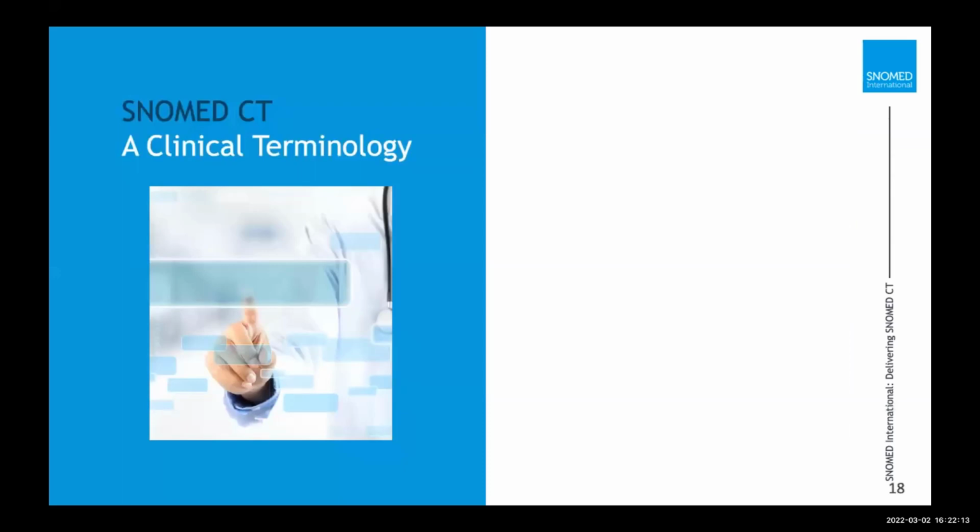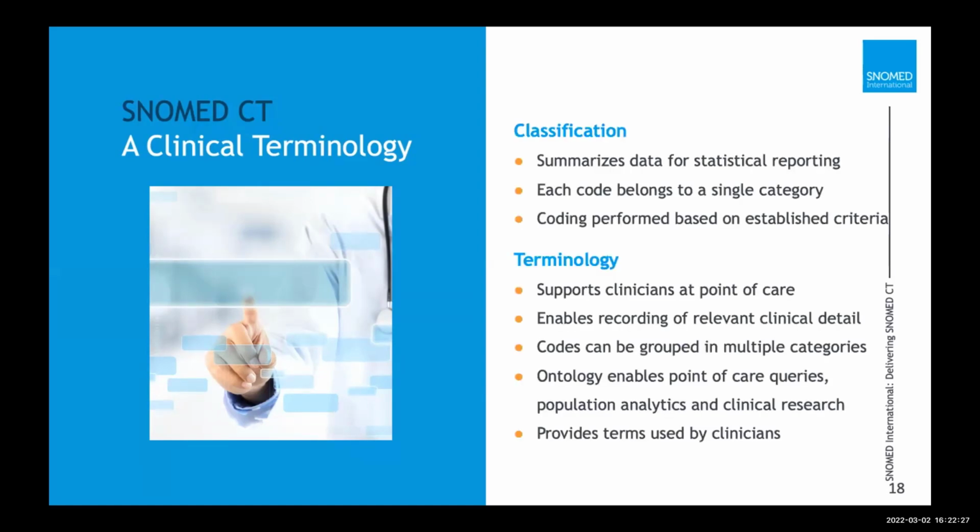An additional consideration for us to cover is the difference between a clinical terminology and a classification, and how both of these are used for different purposes. Classifications such as ICD-10 are typically used to summarize data for statistical reporting. They group diseases together into specific categories in a way that avoids cases being counted twice. So by design, each code belongs to a single category. In order to ensure consistent coding of each disease, the coding process is performed based on established coding rules.